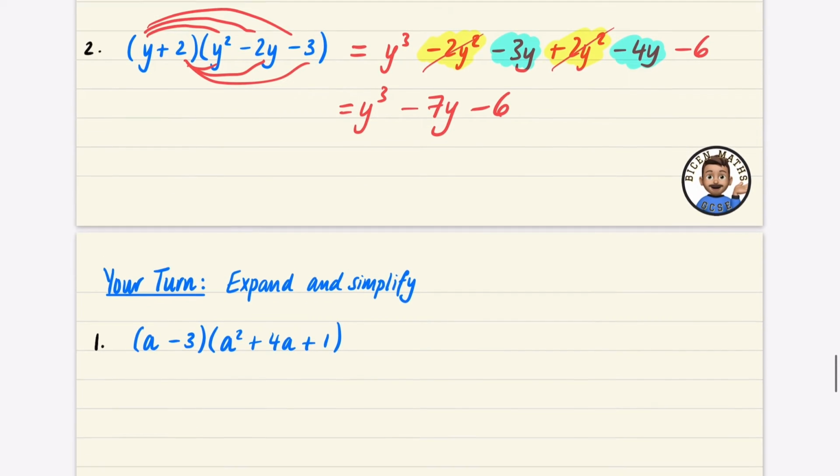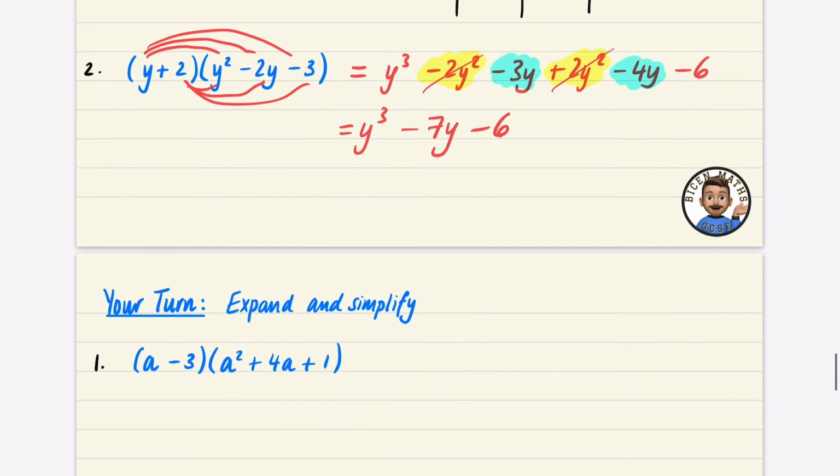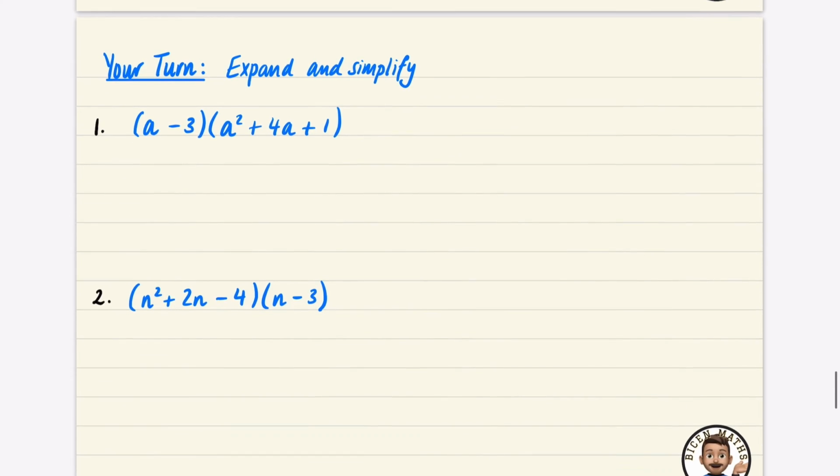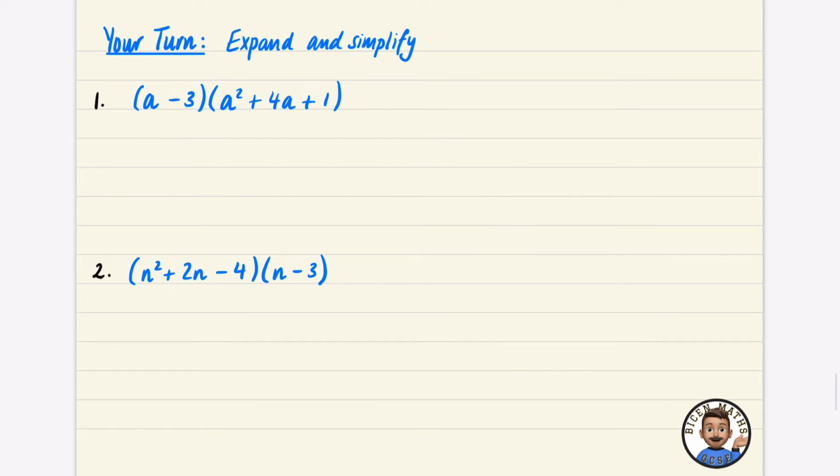So I want you to have a go. Decide whether you like just doing the same method here or whether you like doing the grid method. I'm going to decide which one I prefer in the next part of this. So here they are, 2 questions. See if you get the same answers as me.